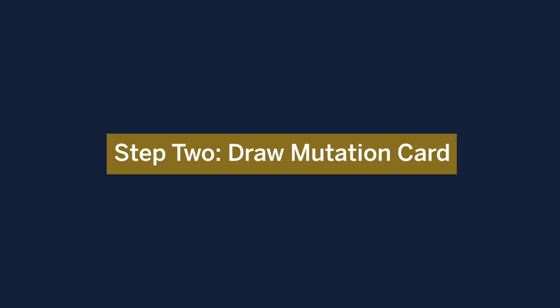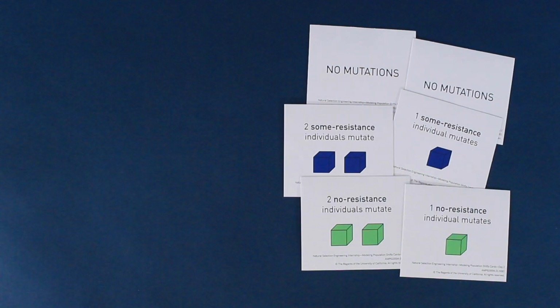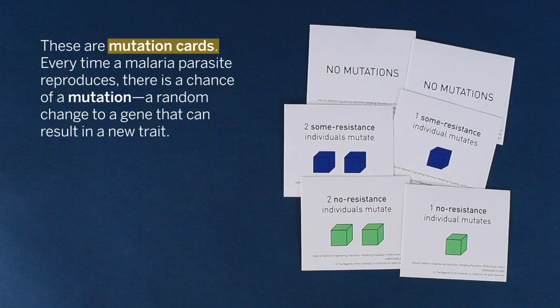Step 2. Draw a mutation card. These are mutation cards. Every time a malaria parasite reproduces, there is a chance of a mutation, a random change to a gene that can result in a new trait.